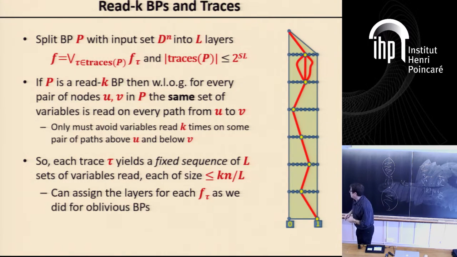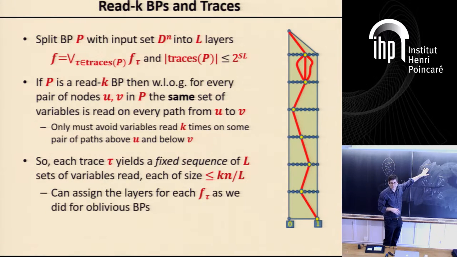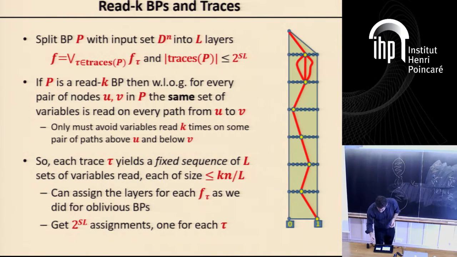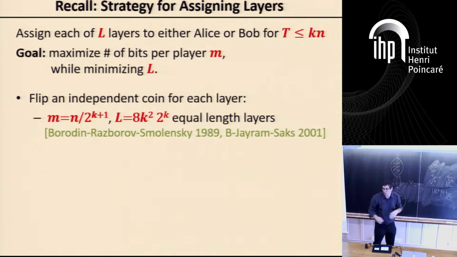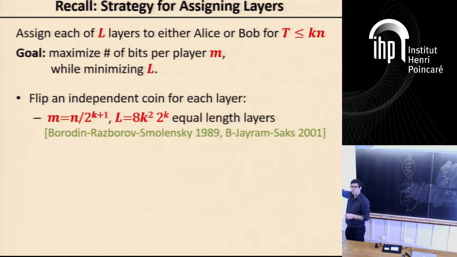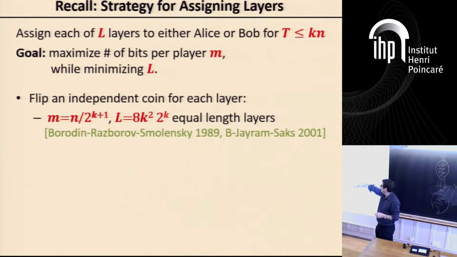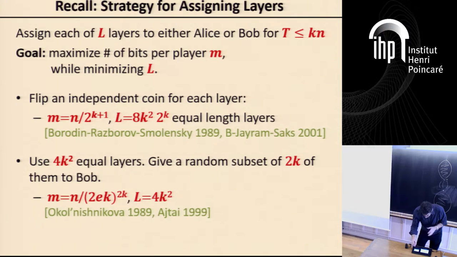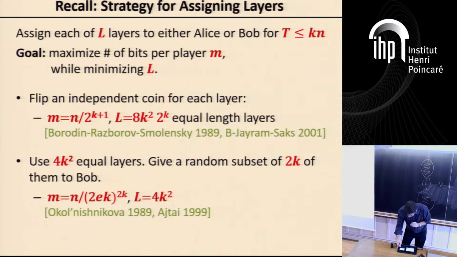So we can assign the layers for each F tau, but of course we've got lots of different branching programs. That's a lot of branching programs. But each one behaves like an oblivious branching program. So we get 2 to the SL different assignments of variables to Alice and variables to Bob, one for each trace tau. And again, this is our recollection of what we did. You assign each layer to Alice and Bob, maximizing the number of bits per player, and this is what Borodin, Razborov, Smolensky told us. We could assign an independent coin for each layer, with not too many layers. And then there was this other one from Okolnishnikova and Hastad.